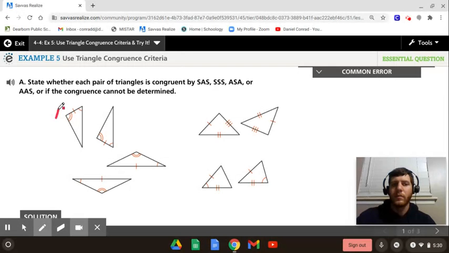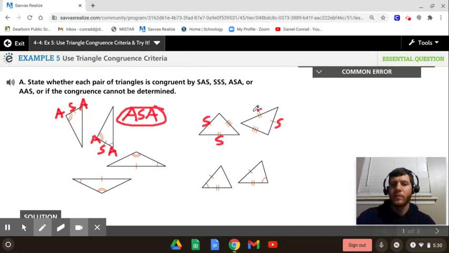So we have angle, right? That's one pair. We have one pair of sides, and then we have a pair of angles. So that's angle, side, angle. These two triangles would be congruent by the angle, side, angle congruence criterion. Okay, the second one here, here's one pair of sides.